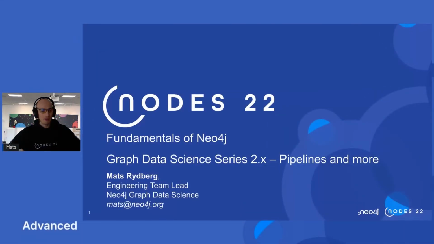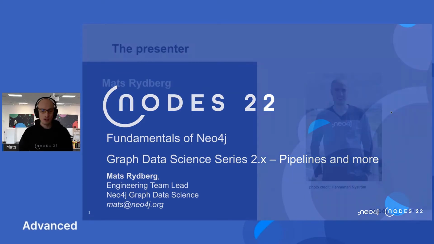All right, welcome everybody. My name is Mats, and I am the engineering team lead for the Graph Data Science product at Neo4j. And today I will talk to you about fundamentals of using this product in its Series 2, which is the current major version that we are developing for. Pipelines is going to be a focus, but also a couple of other things. So let's get into it.